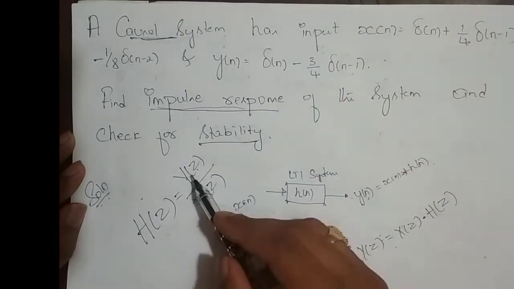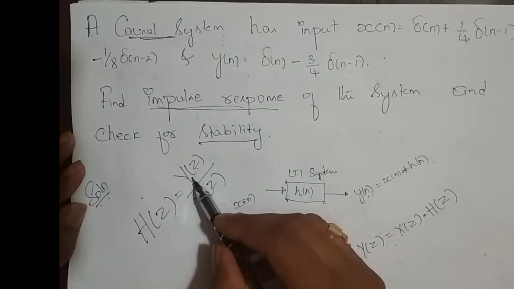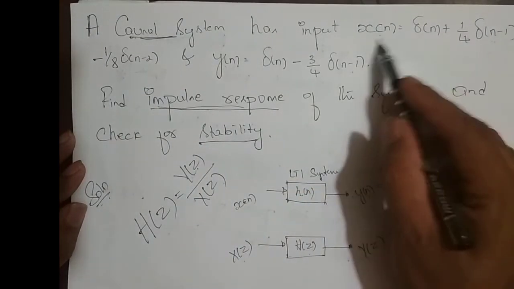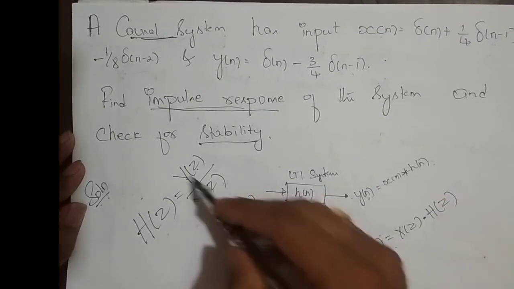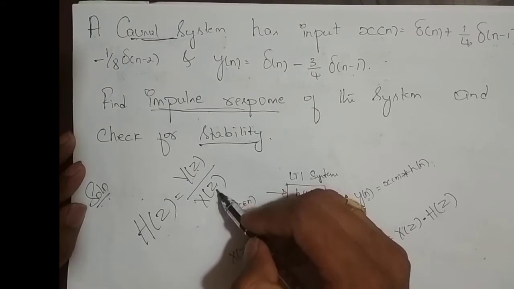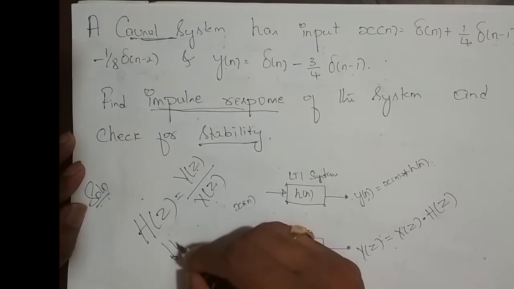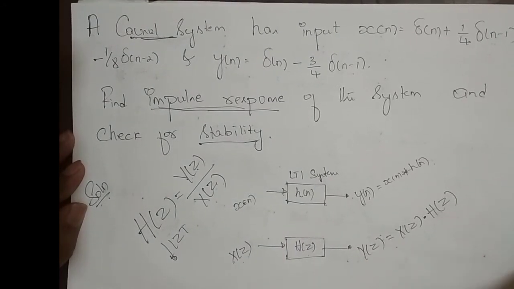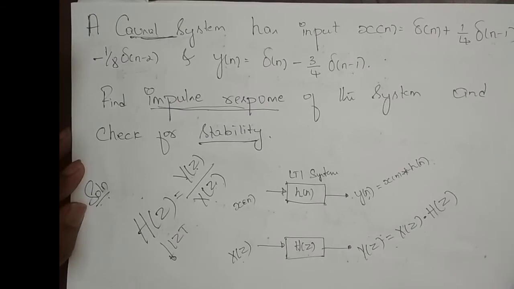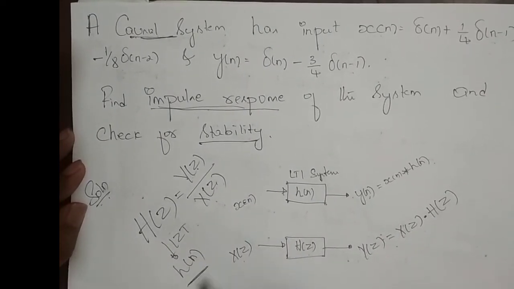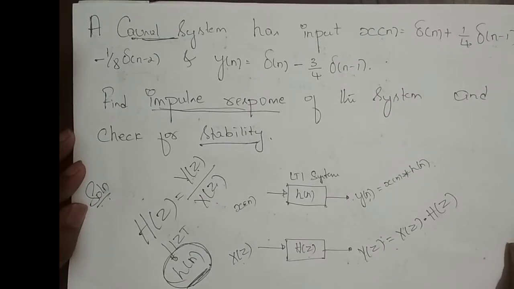If we know y of n, we can take the z transform on both sides and we get Y of z. And we don't know X of z, but we know x of n, right? x of n is given, so if I take the z transform of x of n, I get X of z. So we get Y of z by X of z, which is H of z. And once I get H of z, I take the inverse z transform of H of z using the usual method we studied in the previous videos, which is partial fraction expansion, and we get h of n. So our aim is to find the impulse response of the system, h of n. Okay, solution.